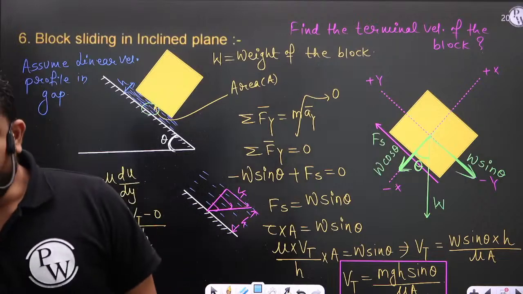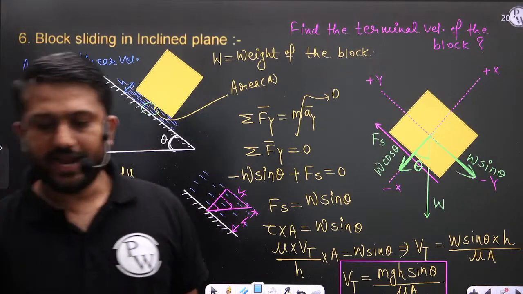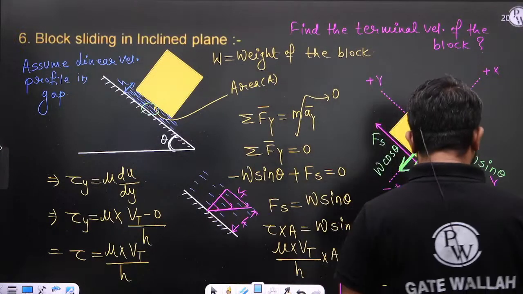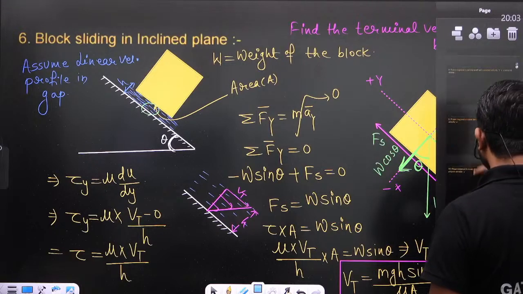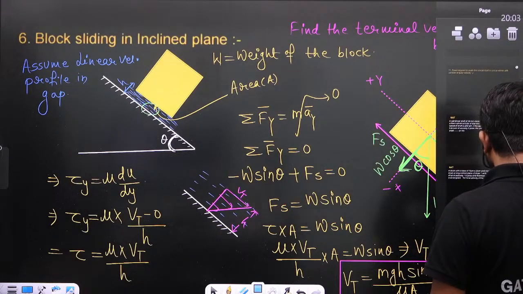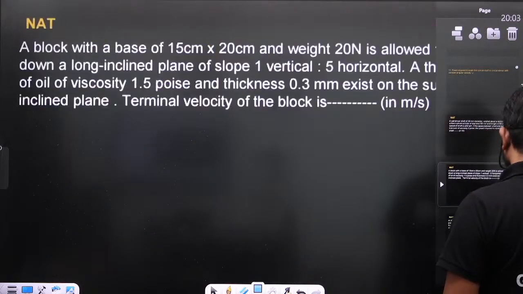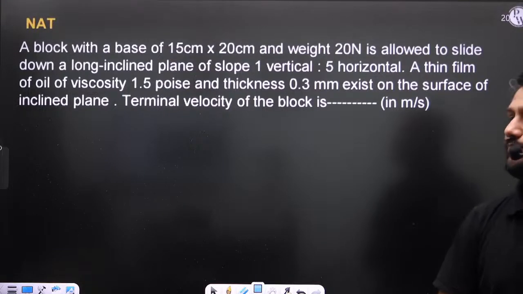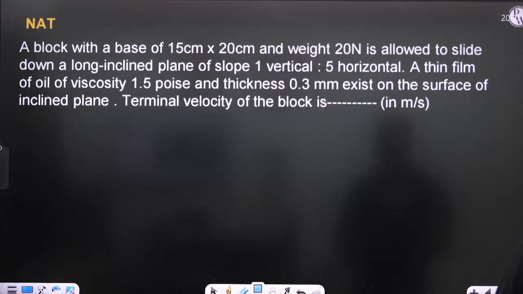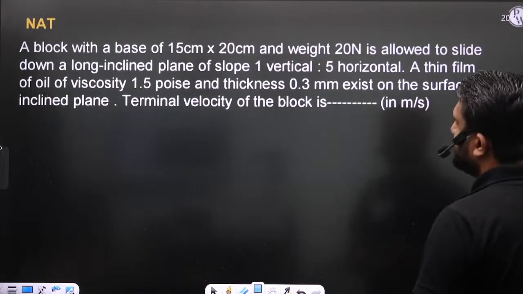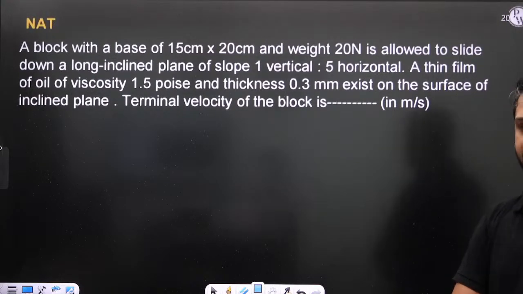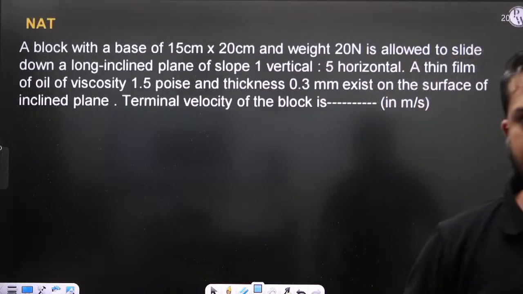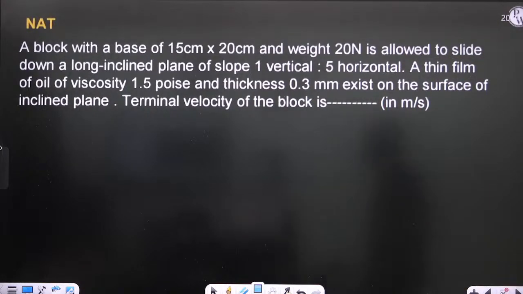Okay, if this concept is clear to everyone, then try to solve this problem. In this question also, the terminal velocity of the block is asked.